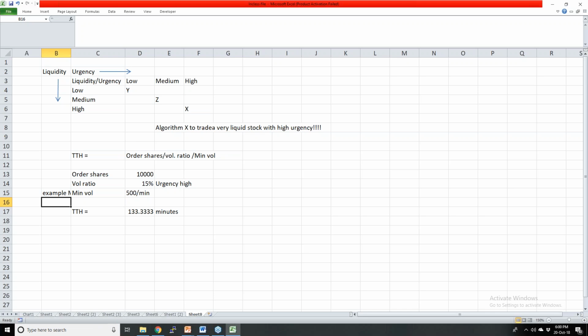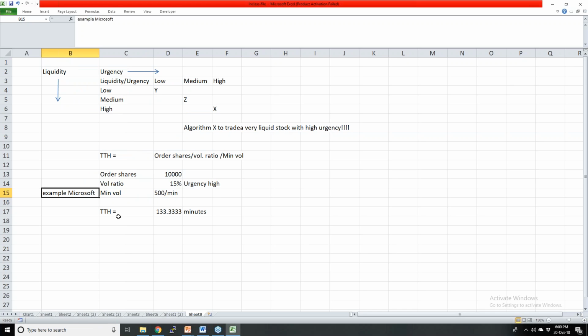15% is just a number. No, it's just a number. It's just an example, right? So the theoretical time horizon will come out to be 133 minutes. So if you have only 2 hours left, right?